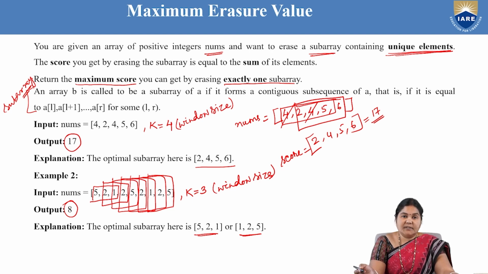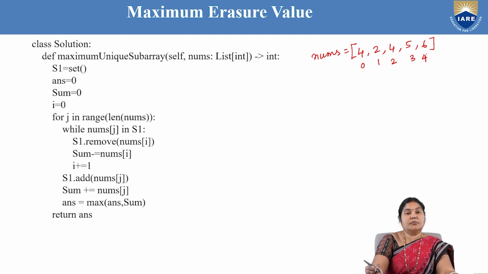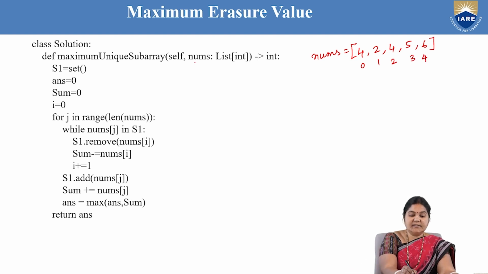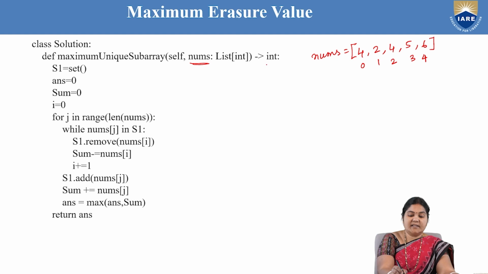So to find out the optimal subarray and the maximum score, we can take the help of the set concept in Python. So let us understand how to solve this problem in Python. Now 4, 2, 4, 5, 6 is my nums array. So let me write here 4, 2, 4, 5, 6, and for this array, let me write down the index numbers 0, 1, 2, 3 and 4. Okay, so we are passing this nums array to my maximum unique subarray method, and we are expecting the score which is an integer. So this is just my return type.